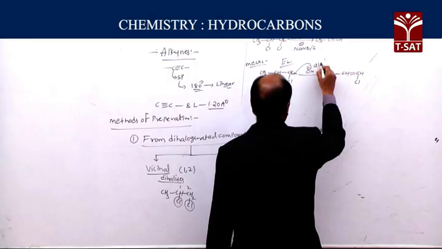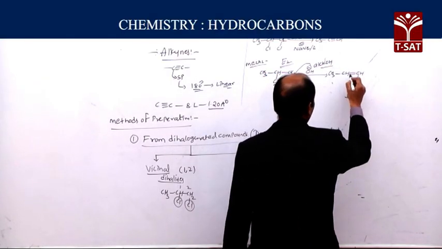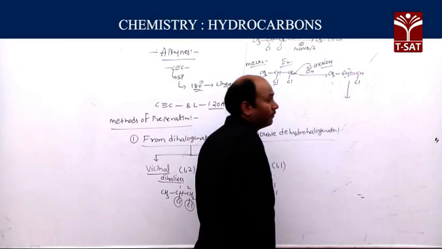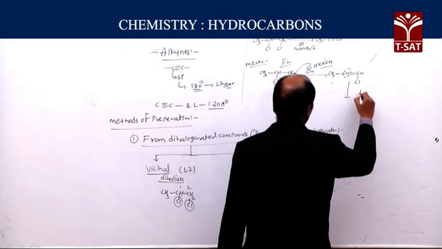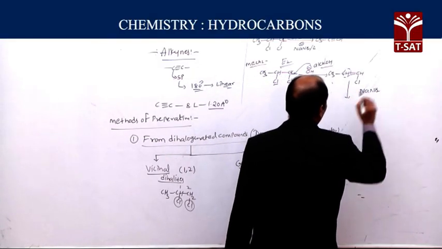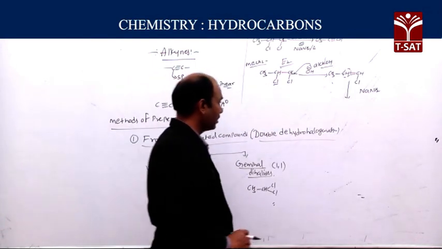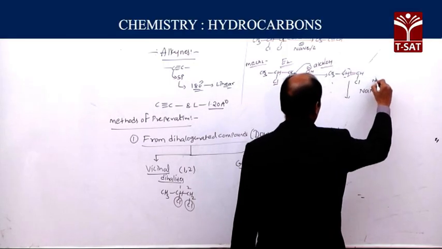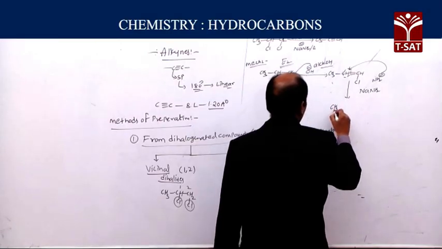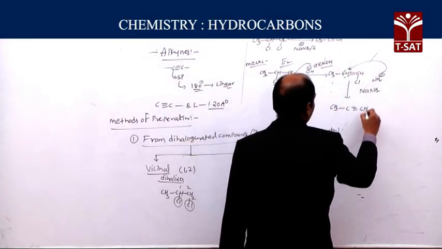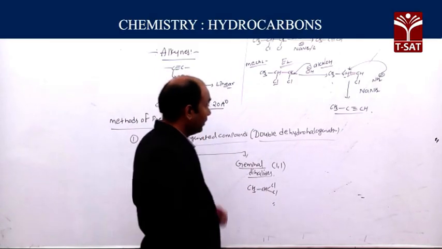In the first step we use alcoholic KOH, but in the second step, to remove this hydrogen, we need drastic conditions. Therefore, normal alcoholic KOH is not used. Here we use NaNH2, because the basic nature of NaNH2 is greater than alcoholic KOH. NH2 minus abstracts this proton, and we get CH3 C triple bond CH.